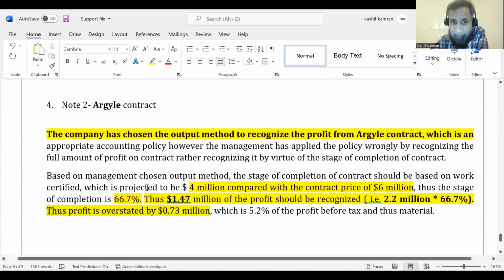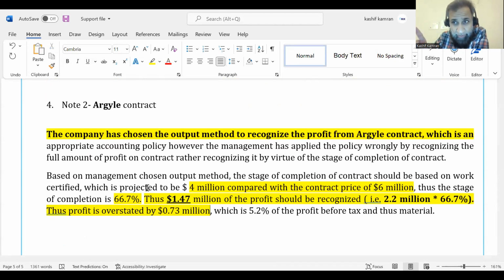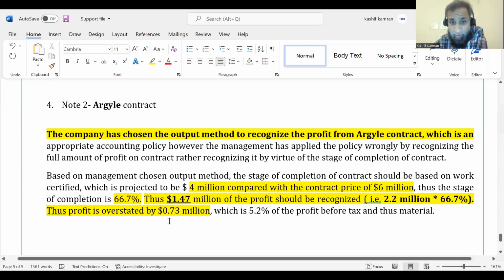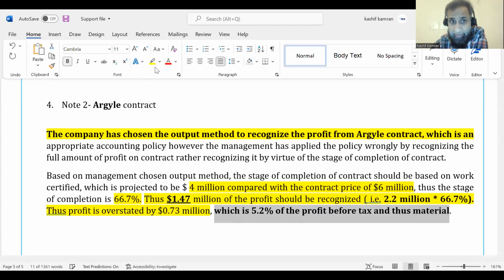The profit is overstated by 0.73 million because the management has recognized 2.2 million, whereas the profit to be recognized is 1.47 million. So how much is the profit overstated? 0.73 million, which is 5.2% of the profit before tax and thus material. See, we calculated the materiality.